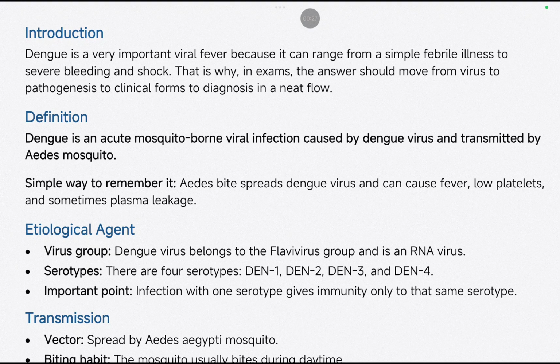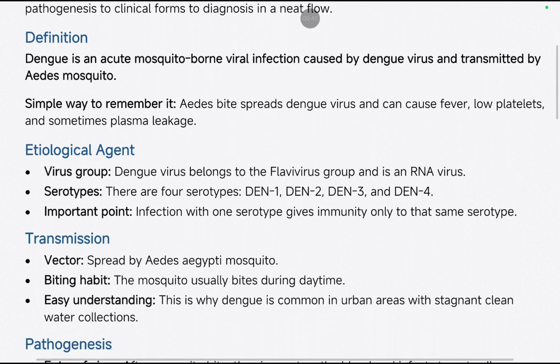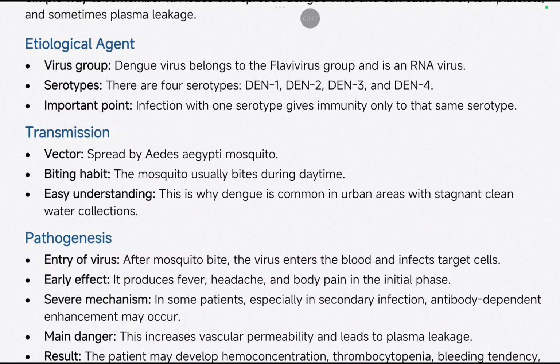What is the definition? Dengue is an acute mosquito-borne viral infection caused by dengue virus and transmitted by Aedes mosquito. Okay, what happens is that Aedes bites spread dengue virus and can cause fever, low platelets, and sometimes plasma leakage. This is something you might already know, because dengue is a very big problem in India.